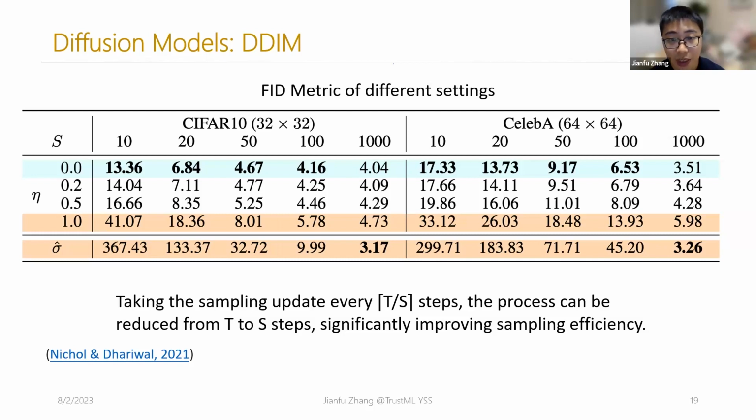DDPM shows superior performance when it can afford to execute full reverse Markov diffusion steps, say 1,000 steps. However, with the introduction of DDIM, it's become possible to train the diffusion model for any arbitrary number of forward steps while sampling only from a subset of steps in the generative process.